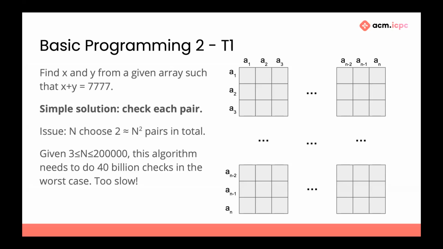Okay, so we're going to look at all the subtasks individually. Starting from the first one, for t is equal to 1, we want to find a pair of numbers x and y such that their sum is 7,777.